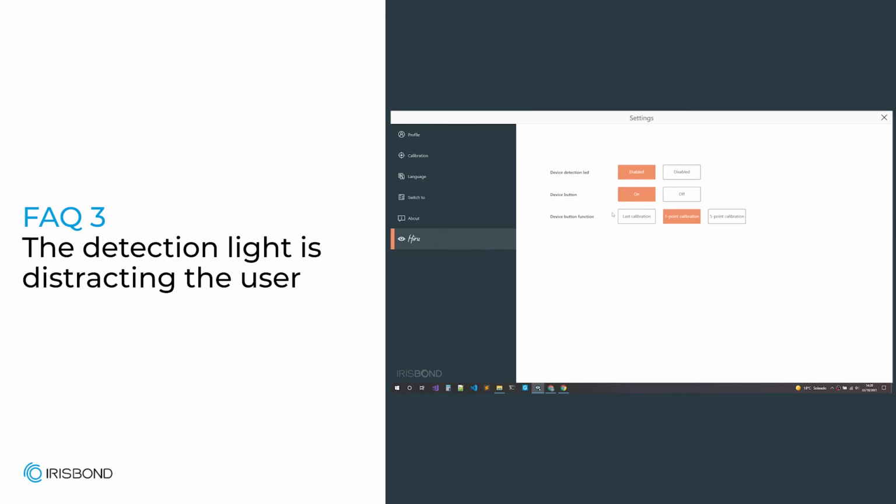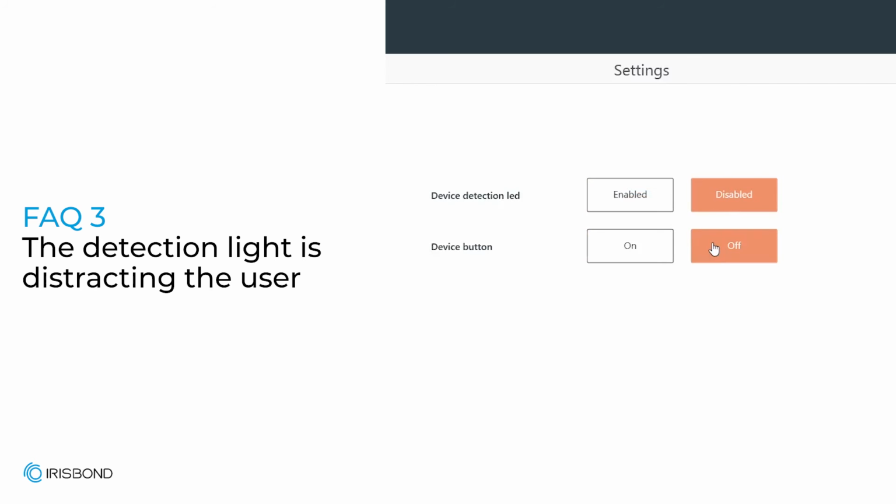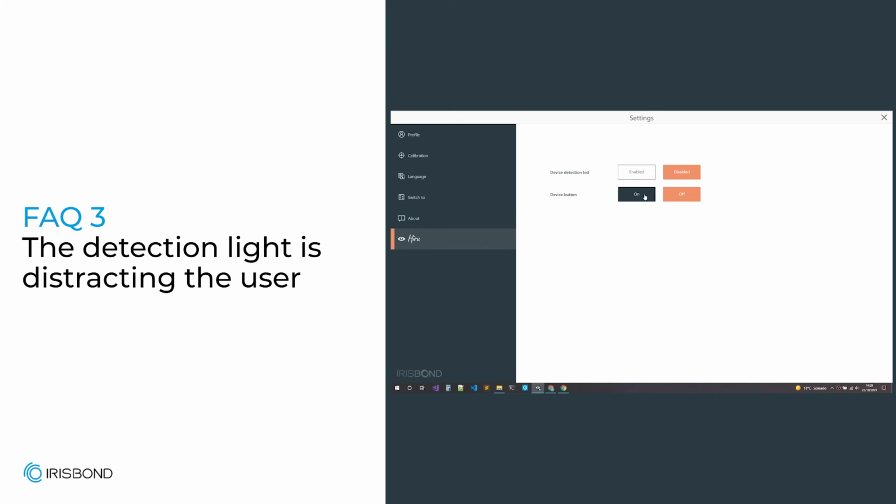The indicator light on HEDO can be a great tool for quick confirmation of eye detection, but if it's getting in the way, it can be turned off in the settings of EasyClick, Beginner, and Pro in the HEDO tab.